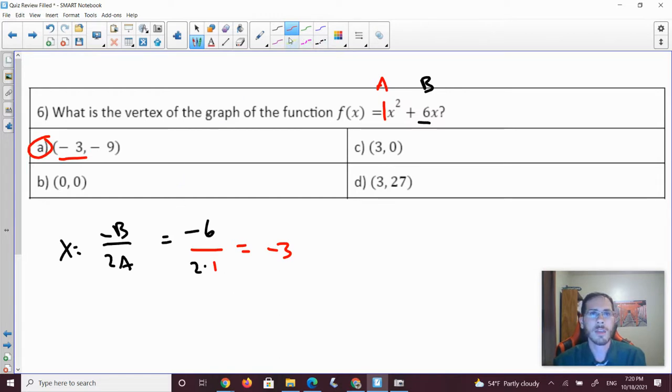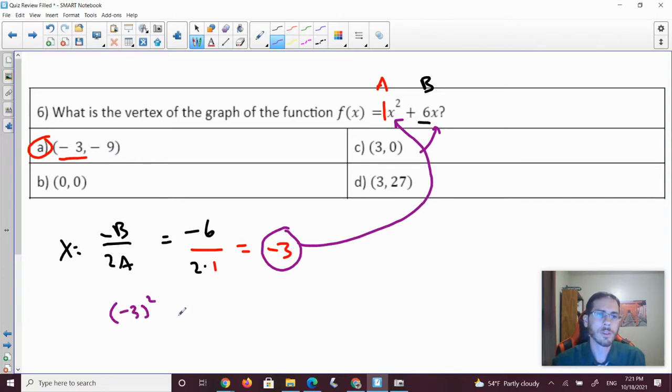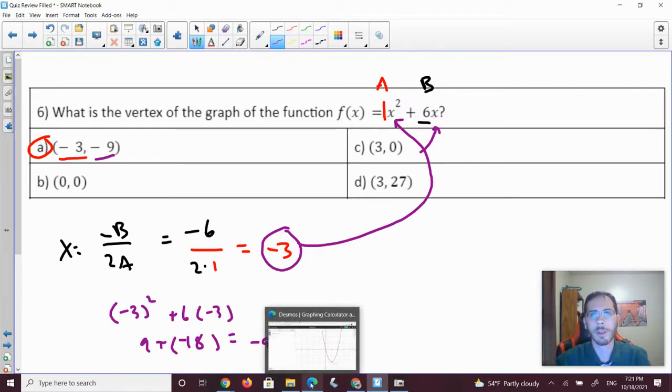If I want to double check, again, I have to plug my negative 3 in for the x's. So we'd have negative 3 squared plus 6 times negative 3. 9 plus negative 18, which is in fact negative 9. So this one does check out. So if I wanted to double check, I could. Again, it's another one that if I wasn't sure, totally good to plug it into Desmos.